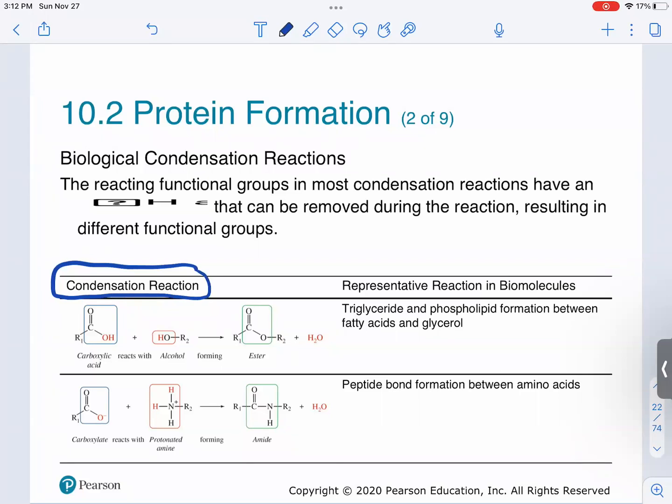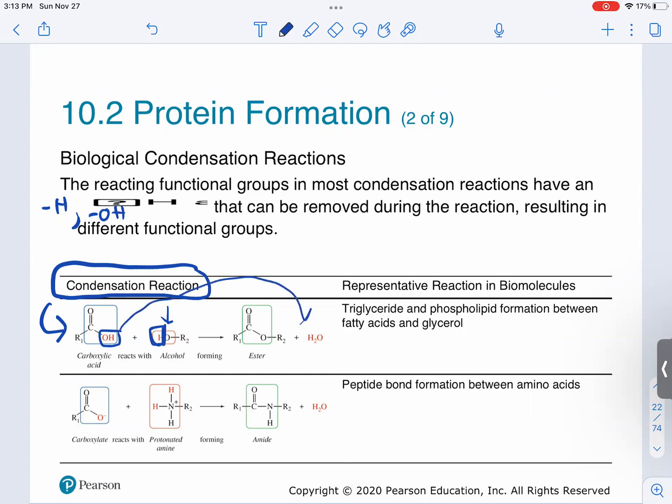Wherever you have functional groups reacting in these condensation reactions, remember, we've done this before, hydrogens and hydroxyls can be removed, and you're going to end up having a different functional group formed when this happens, and water, although that's not really our main focus. You know what a condensation reaction is, and you know that you form water. So if you look here, you'll have a carboxylic acid reacting with an alcohol, and you can see which atoms are going to form the water.